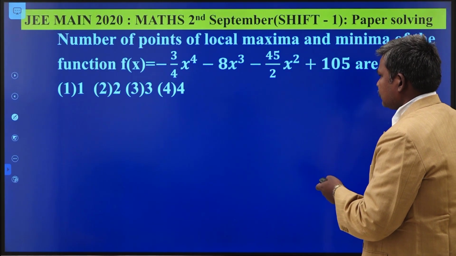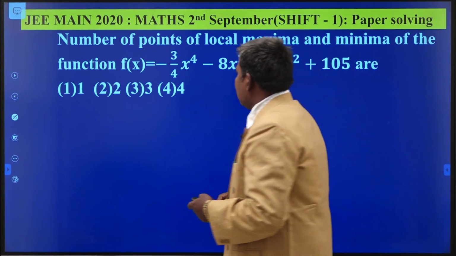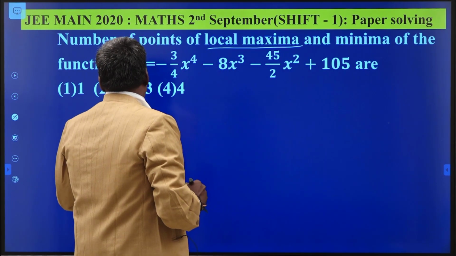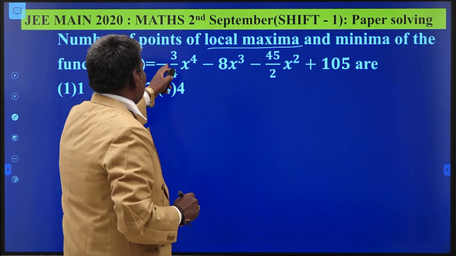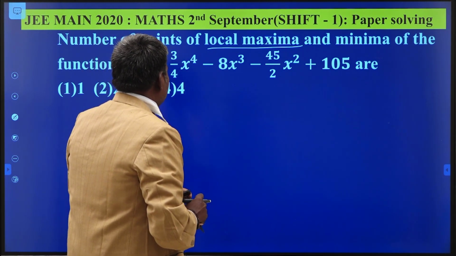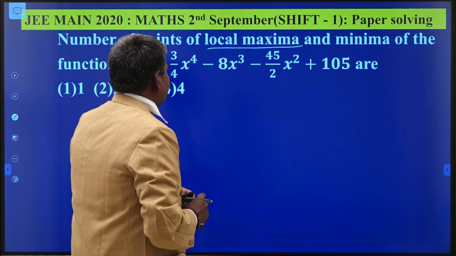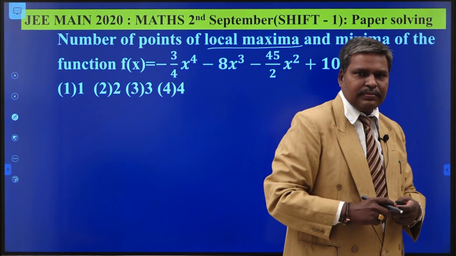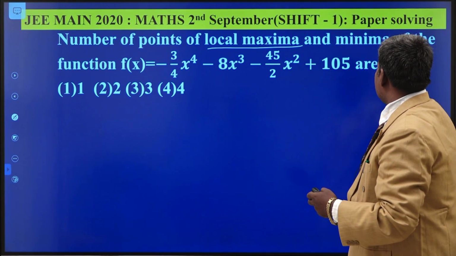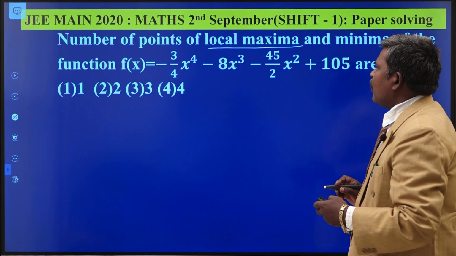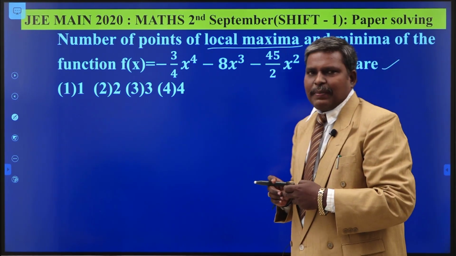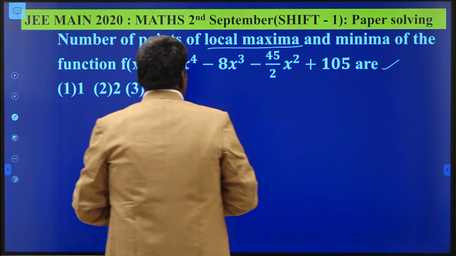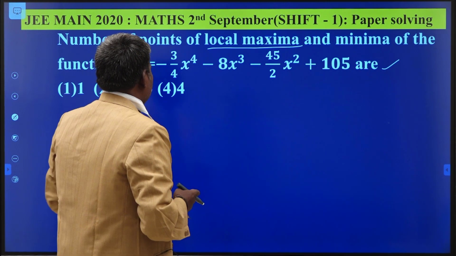See this one. Number of points of local maxima and minima of the function f of x is equal to minus 3 by 4 times x power 4 minus 8x cube minus 45 by 2 x square plus 105. This is the question. So we have to find out the number of local maxima, local minimum values. Total number of local maxima and local minimum values of this function is what?